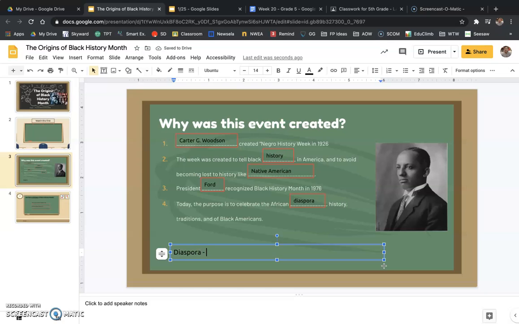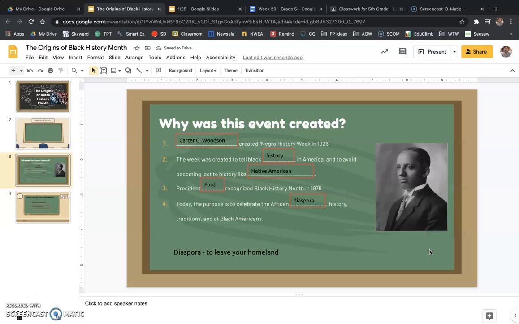Okay, so we talked about this. We just said this thing, diaspora. It's a word that means to leave your homeland. Okay, so that's what diaspora means.